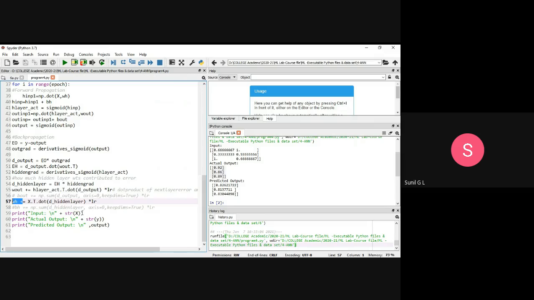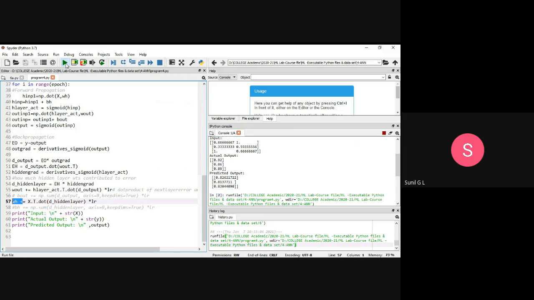When you print x and y, and then the output: x is nothing but the input, y is the actual output, and output is the predicted output. So when I execute these things, this is the output.